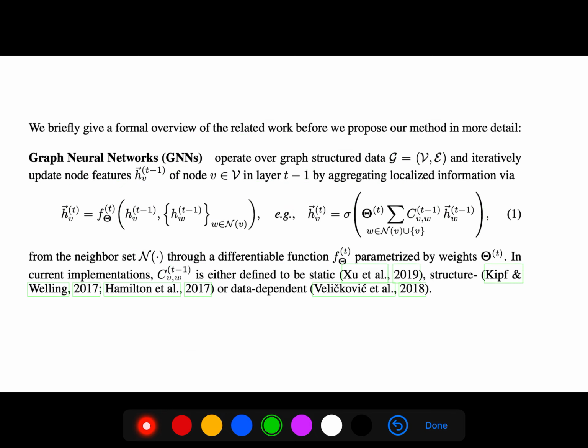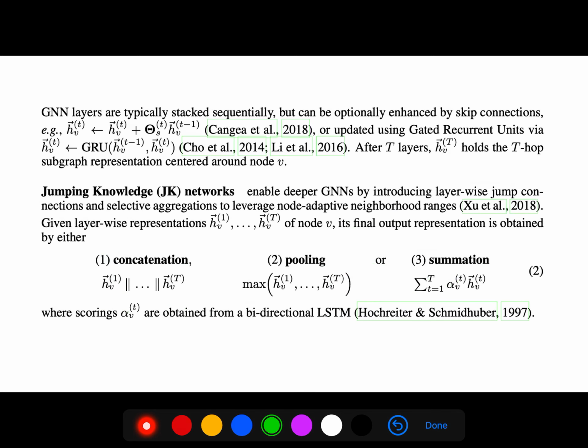So GNNs operate over graph-structured data and iteratively update node features by aggregating localized information. But the jumping knowledge network enables deeper GNNs by introducing layer-wise jump connections and selective aggregations to leverage node-adaptive neighborhood ranges. So the final output could be either summation, pooling, or concatenation.